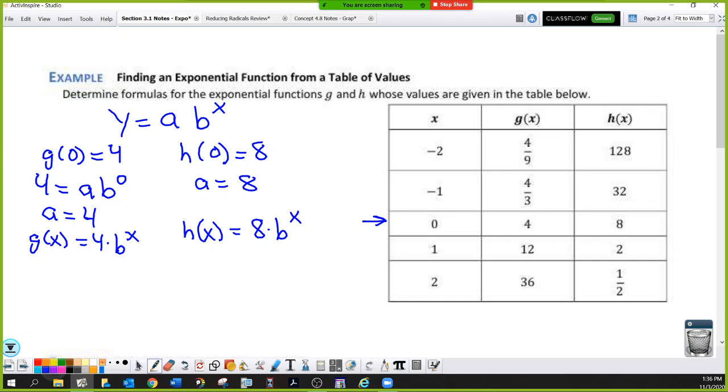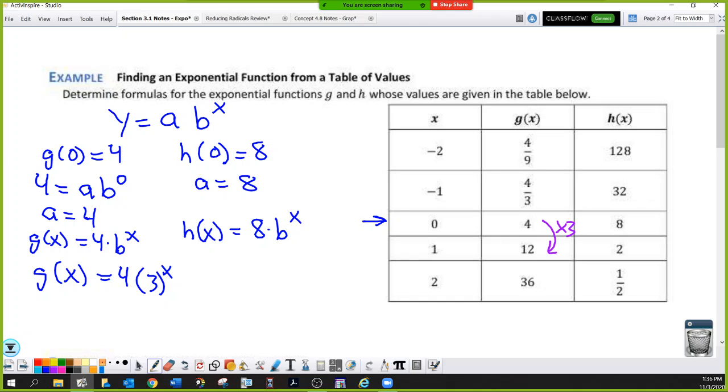Literally going from one term to the next means you multiplied by b. So all you have to do is go to your table, pick one place, it doesn't matter, and see what are you multiplying by as x gets bigger? 3. Oh, okay, there you go. Base is 3. So for g of x, it is 4 times 3 to the x. That easy.